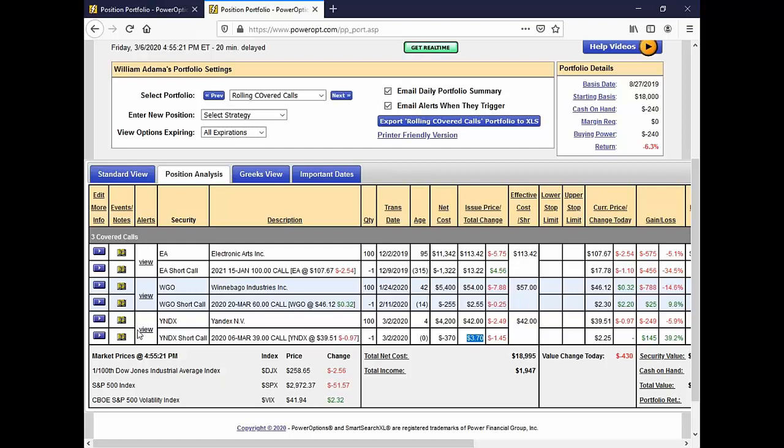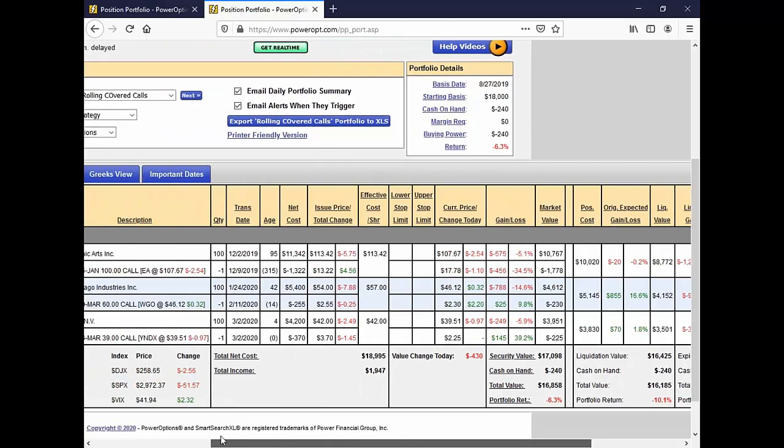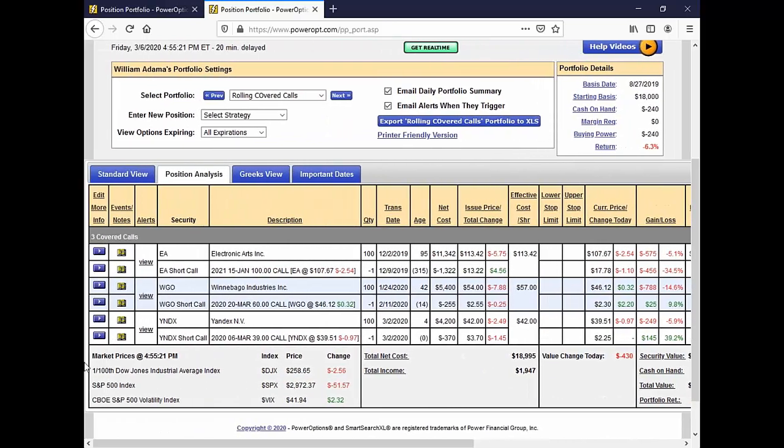Now, when you're tracking any position in the PowerOptions portfolio, you can immediately see your current liquidation value versus current liquidation loss and expected gain or loss at expiration. This had a max return of 1.8% on the position. The index is down, though, to 39.51. What does that mean? It means we're still in the money with our 39 strike.